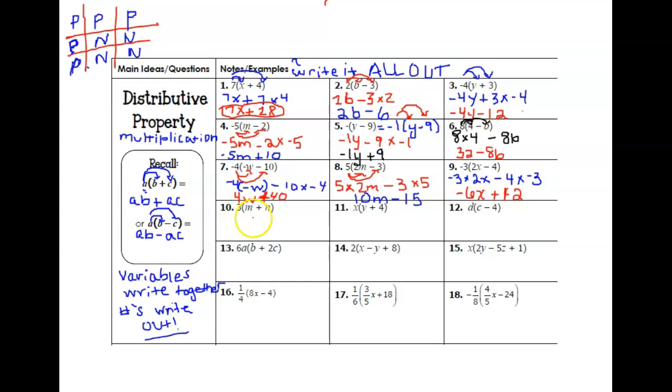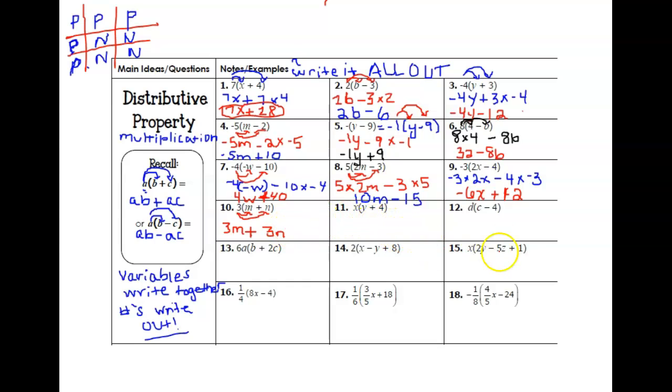Okay, we got a 3m plus n. Again, that is distribution. So I'm distributing it to each problem. All right, so I am going to put variables. When I just see a number and a variable, I just write it together. So this is just 3m. And the same plus the n, I just write them together. This would be 3n.